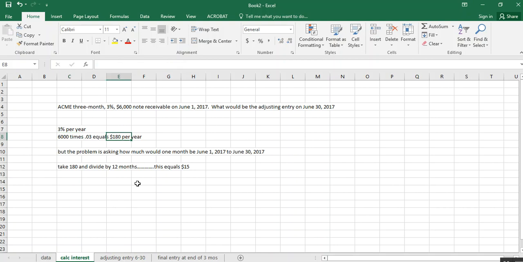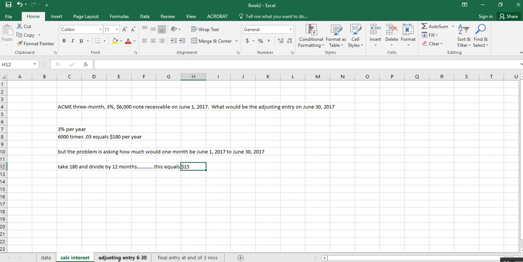Okay. One of the first things you want to do when you see this per year is you want to convert it, because your problem is you need to make an adjusting entry for 1 month. From June 1st to June 30th, it's just 1 month. So you immediately convert this per year amount to per month. $180 divided by 12 months is $15. So every single month that passes, you earn $15 of interest.